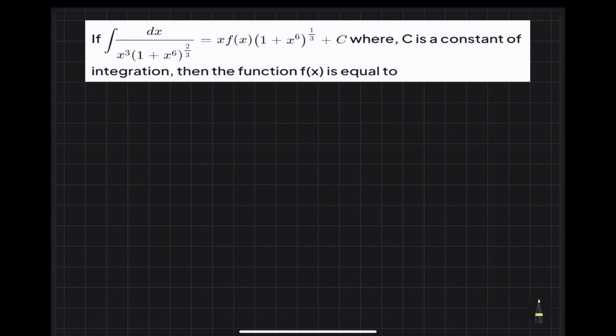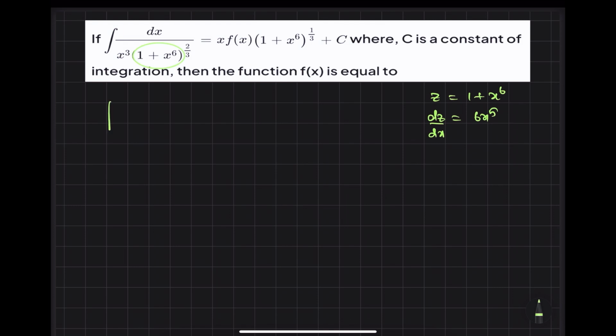Okay, so what you have to do under these scenarios, I'll help you guys first. So suppose that you may feel that sir this is a bit complicated. So what we will do, we will be taking 1 plus x power 6 as z. So dz by dx will become 6x power 5.